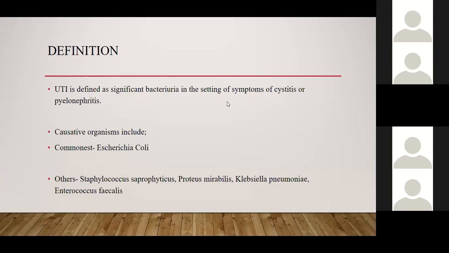So there are other organisms which will also predispose you to a UTI. We have other gram-negative organisms like Proteus, Klebsiella, other anaerobic organisms like Enterococcus, which is also found in the GI, and then gram-positive organisms like Staphylococcus saprophyticus, which is common in the elderly, immunocompromised people who tend to get a UTI.